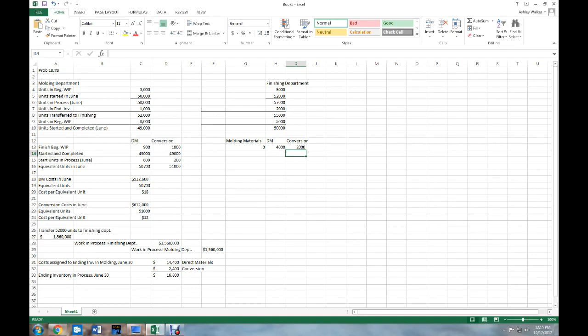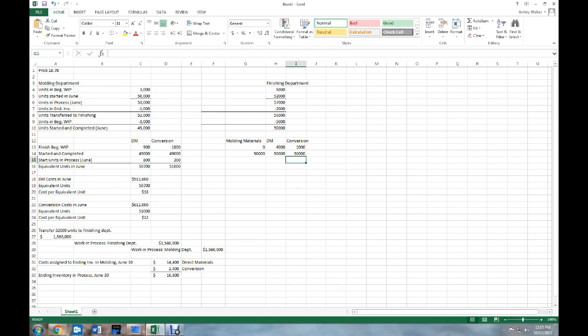So that 5,000 units times the 40% to complete, because they're 60% complete already, is 2,000. So now we know started and completed during June. With respect to molding materials, remember we count all of those. So 50,000 across the board. Okay. So now we need to start our units in process.